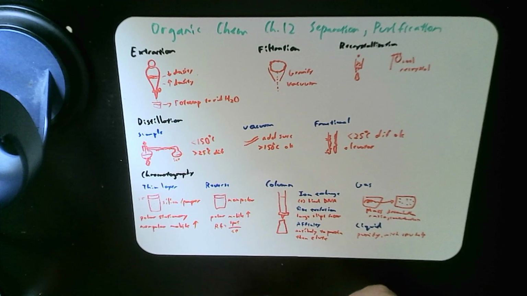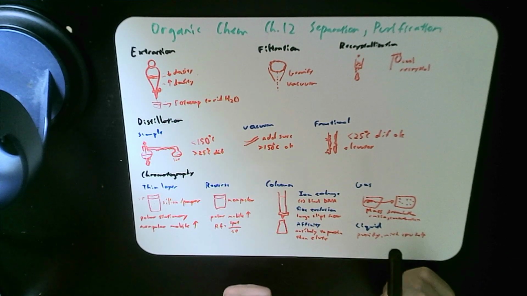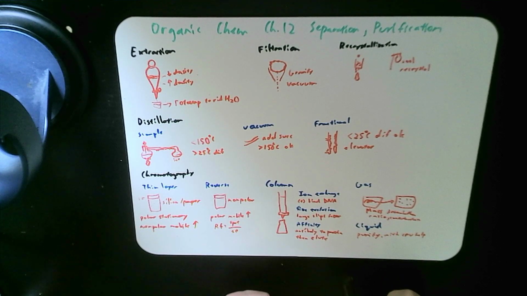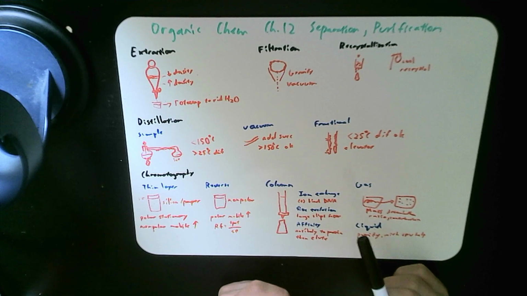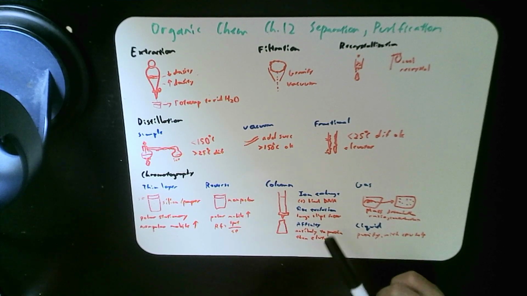Size exclusion has silica gels or certain gels that allow the larger ones to slip through, but the beads are just small enough that they have little holes in them that the small ones get caught in, so they travel down a lot slower. So this is counterintuitive, but in size exclusion, basically the larger ones travel down faster.